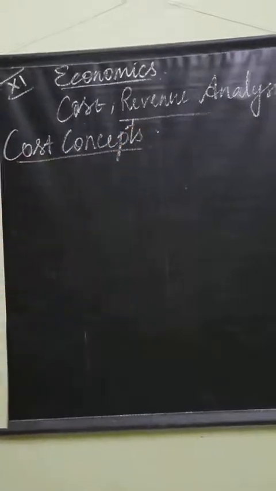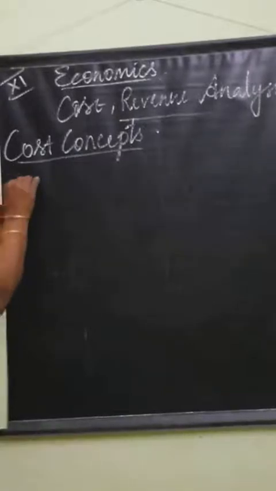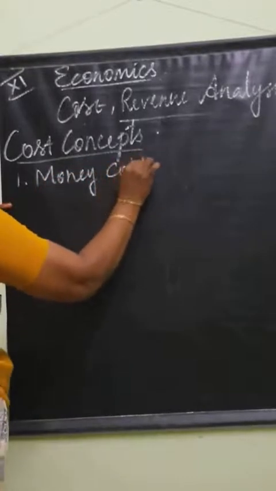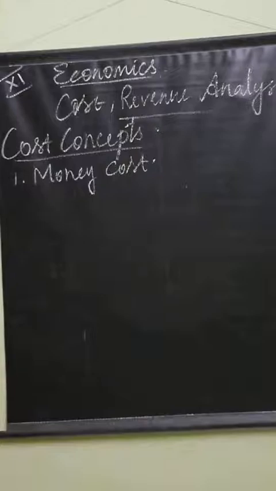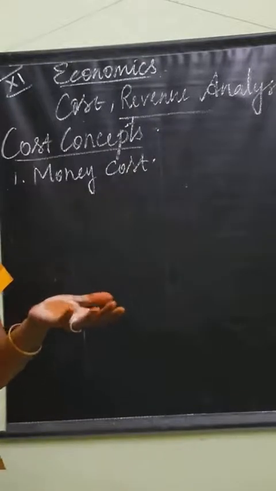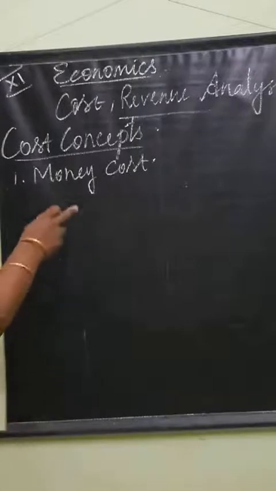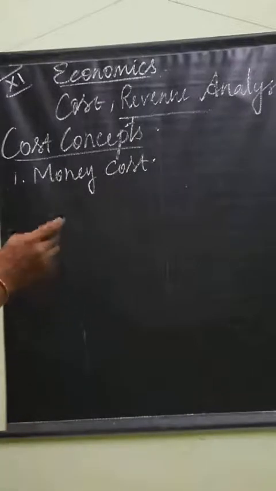Cost concept. So in this topic, under this heading, we are going to see the different types of costs. First one is money cost, which can be seen visibly, tangible. Money cost. That is, usually the production cost is expressed in the terms of money, isn't it?